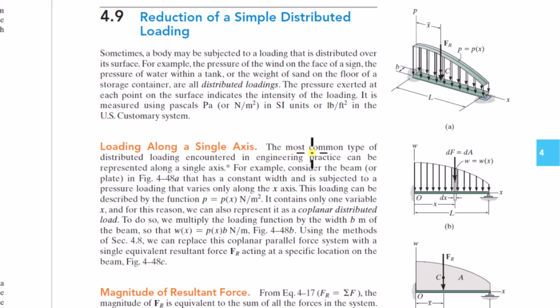So it says the most common type of distributed loading encountered in engineering practice can be represented along a single axis. For example, consider the beam or plate in figure 4.48A that has a constant width and is subjected to a pressure loading that varies only along the x-axis. All right, so they're talking about this here.